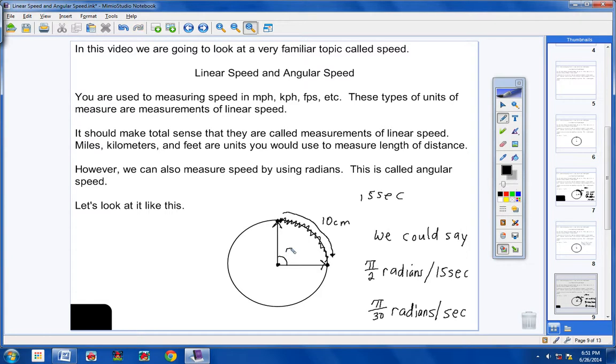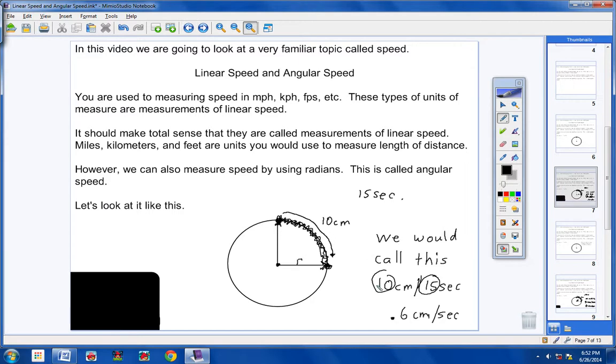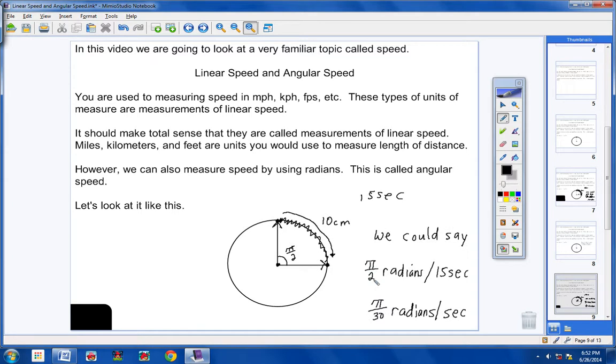Pi over 2. So instead of saying the second hand moved 10 centimeters per 15 seconds, I'm going to say the second hand moved pi over 2 radians per 15 seconds. And this is called angular speed. Now remember back a page when we took 10 divided by 15 and got 0.6. Well, let's do the same thing here. Let's take pi over 2 divided by 15, but let's not use decimals. Let's keep it exact numbers. So pi over 2 divided by 15 over 1.